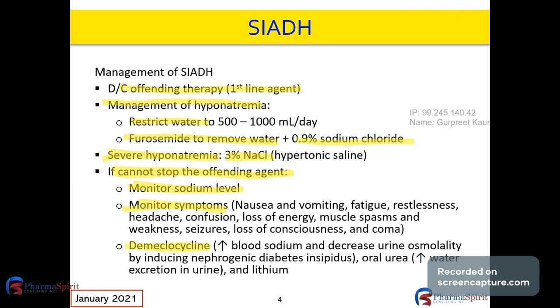And there is one drug that we can use to treat SIAD if we cannot stop the offending drug, which is demeclocycline. The demeclocycline increases the blood sodium and decreases the urine osmolality by inducing nephrogenic diabetes insipidus. So basically, it will make the body release more water than salt in the urine. So it decreases urine osmolality. And it increases the blood sodium. So the body will start to retain the sodium, and instead, the body will pass a urine that has less sodium. Another agent we can use to treat SIAD is oral urea. Oral urea will increase water excretion in the urine, and we may also consider using lithium.